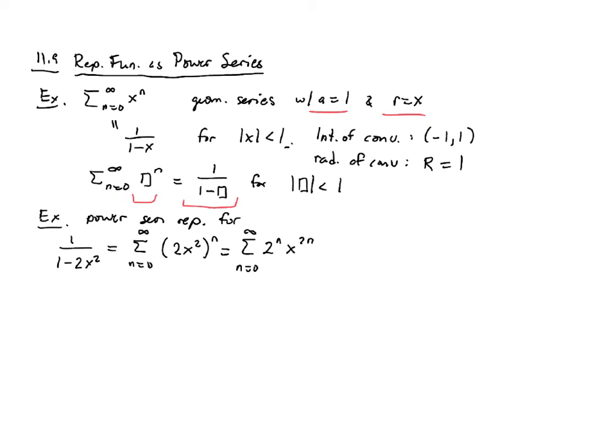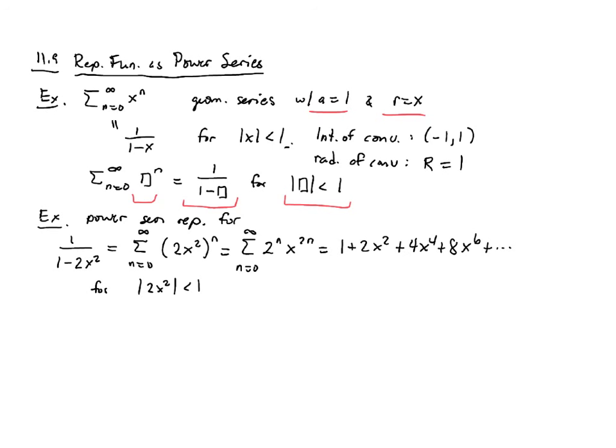And if you like, we can write out a few terms of that. When n equals 0, we just get 1. When n equals 1, we get 2x squared, and then we get 4x to the 4th, 8x to the 6th, and so on. And we know from the previous example that this is valid whenever our boxed expression is less than 1, so this is valid for absolute value of 2x squared less than 1.